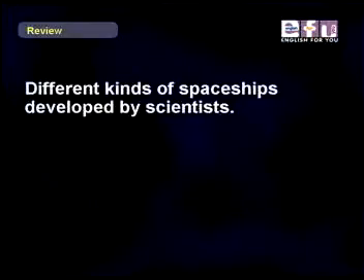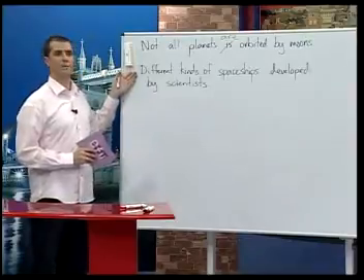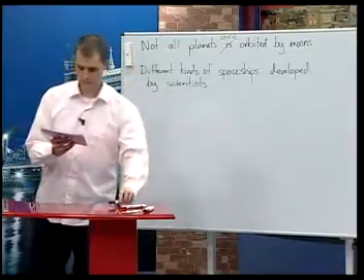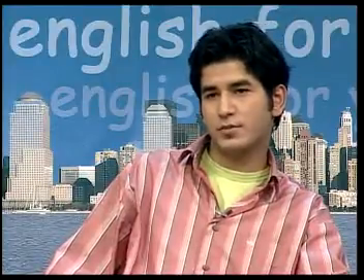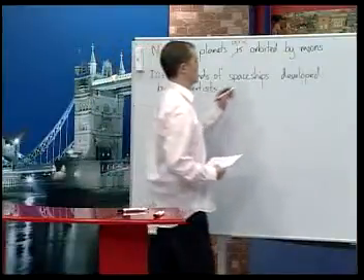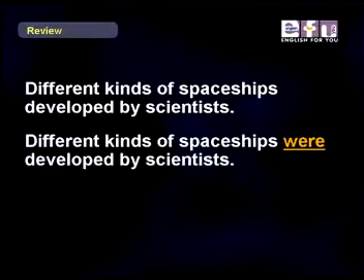Different kinds of spaceships were developed by scientists. Right, because there's no verb here at all. We have the past participle but no verb to be. So, different kinds of spaceships were developed by scientists.